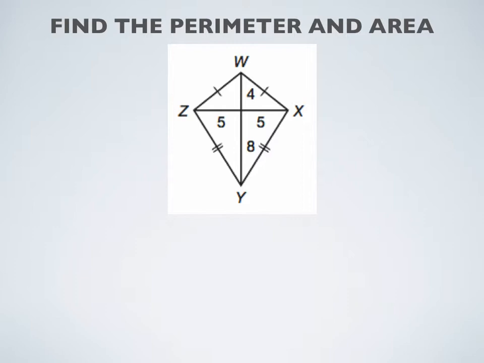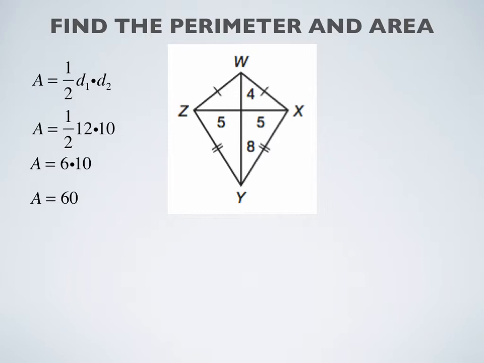It's easier to find the area than it is the perimeter in this case. The area is very simply half of the product of the two diagonals. The two diagonals in this case are WY and ZX. So that's half of 12 times 10. And half of 12 is 6. And 6 times 10 is 60 square units for the area of this kite.